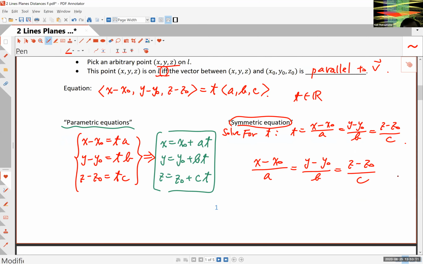This one equation is called the symmetric equation of the line L. Now, we don't use this very often. I think by far we'll be using parametric equations more frequently. But again, this is one of those things where you can describe one thing in different ways.